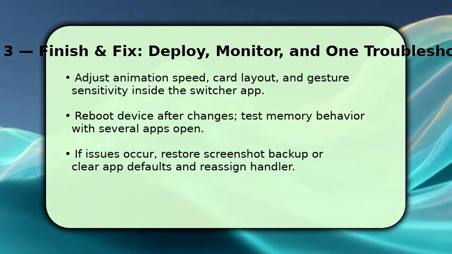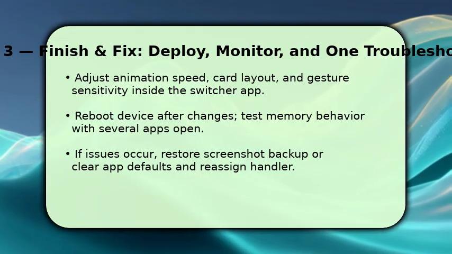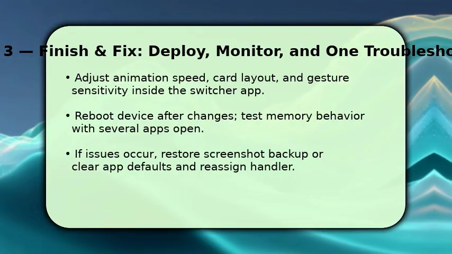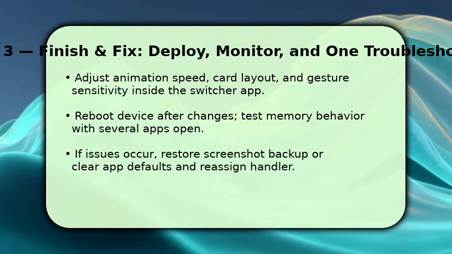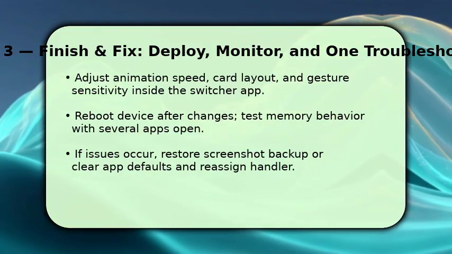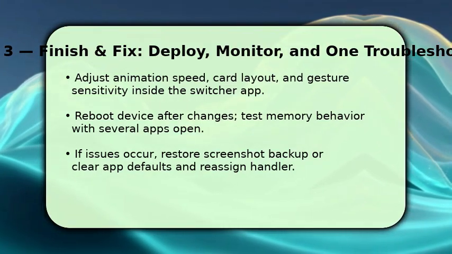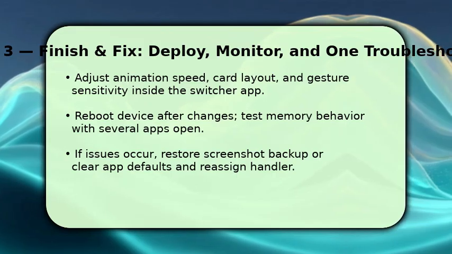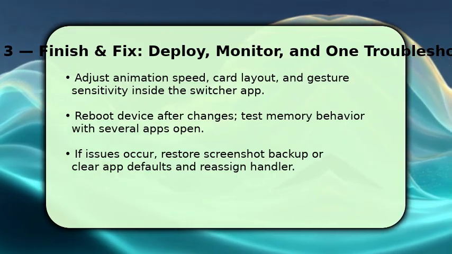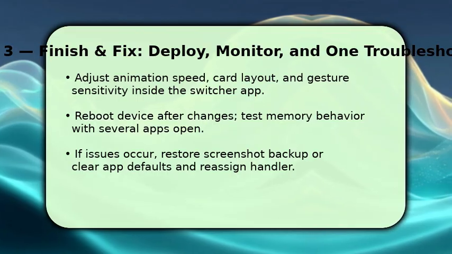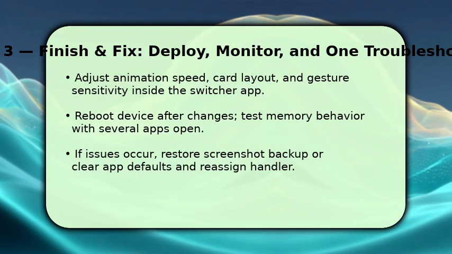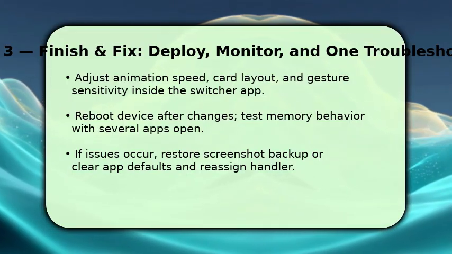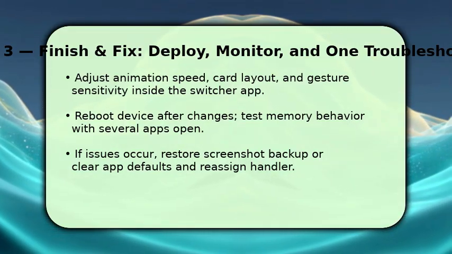Open the Switcher app or System UI Tuner and change animation speed, card layout, and gesture sensitivity to your preference. Once configured, reboot the device to finalize system integrations and then open several apps to check memory reclaim and card persistence. If things go wrong, clear defaults, reassign the handler, or restore your screenshot-backed settings. This troubleshooting step often recovers layout or permission mistakes without a full reset.